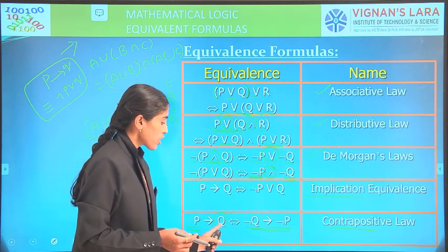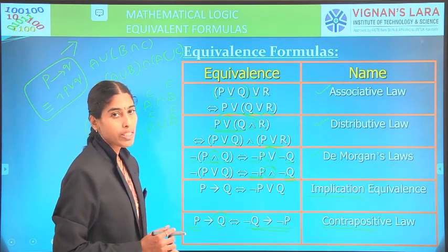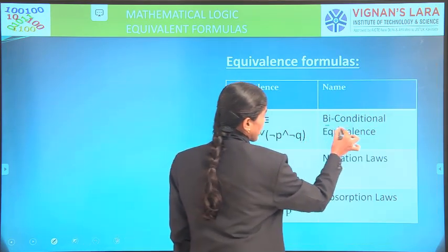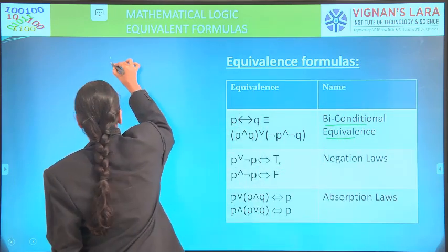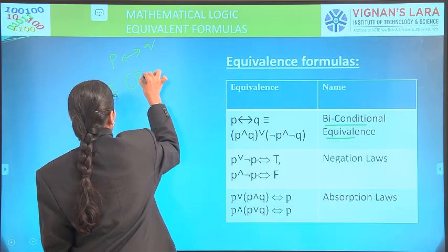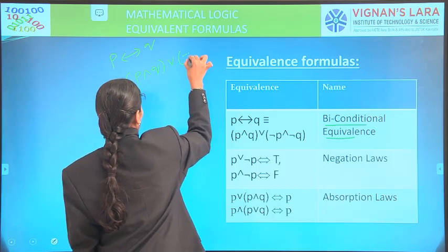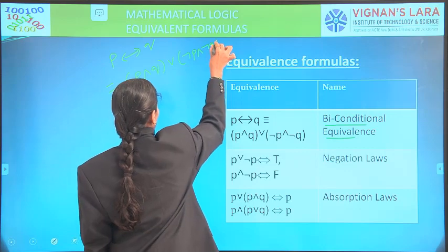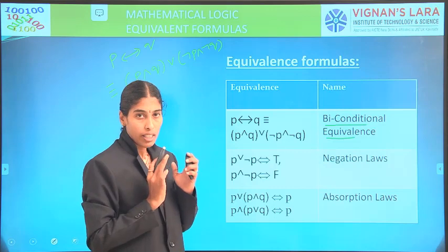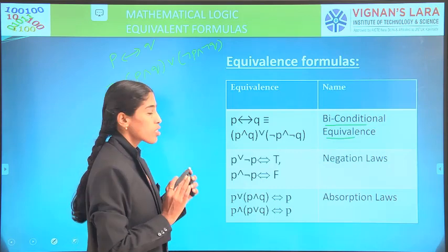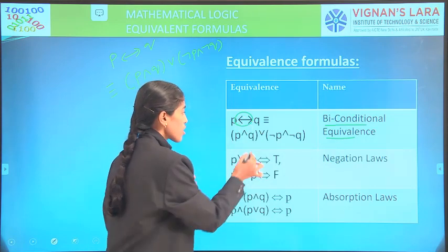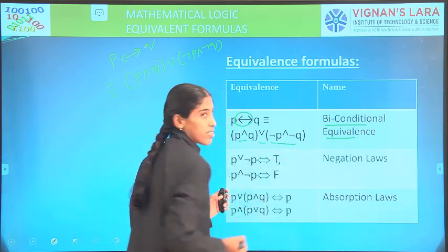So P conditional Q is equivalent to its contrapositive. Next one, biconditional equivalence. So P biconditional Q is equivalent to P AND Q, OR negation P AND negation Q. You need to remember both conditional and biconditional equivalence formulas, because both are helpful whenever we convert conditional and biconditional in terms of AND, OR or negations.